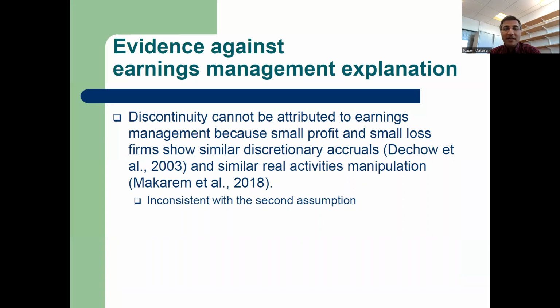But as I mentioned, there is some evidence against the earnings management explanation. This explanation is under the assumption that small profit firms and small loss firms are different in terms of their earnings management behavior. So what we expect is that small profit firms should be involved in upward earnings management compared to small loss firms. There is evidence against this assumption. Dichev et al. 2003 showed that the discretionary accruals of small profit firms and small loss firms are the same. And also Makarem et al. 2018 showed that the real activities manipulation of small profit firms and small loss firms are also the same, which is inconsistent with the assumption that I just mentioned.